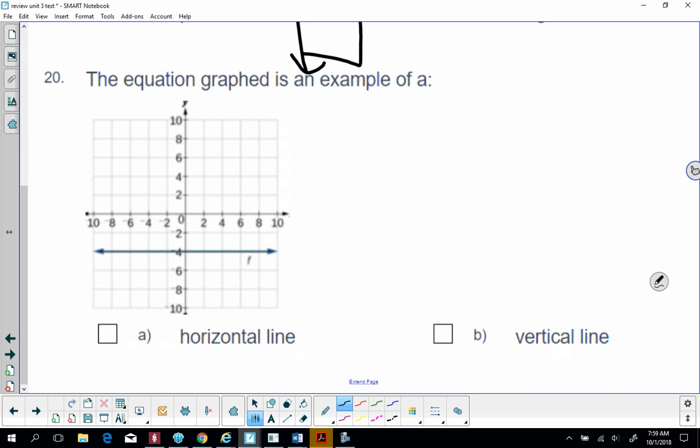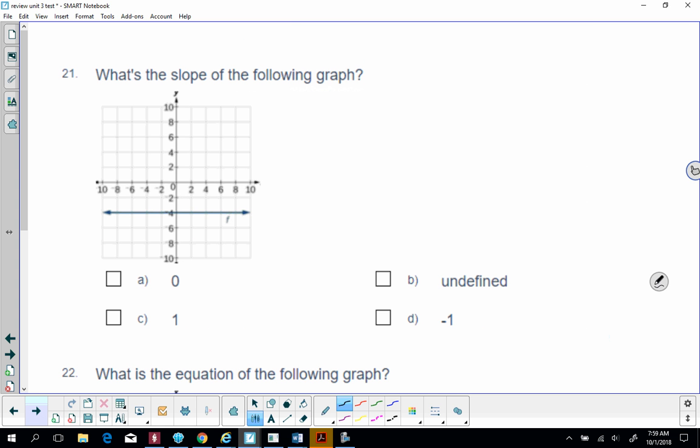Is this a horizontal line or a vertical line? Horizontal. And then what would the slope be? Not undefined. 0, because you can make a z with it, or you could do rise over run and you would still get 0.